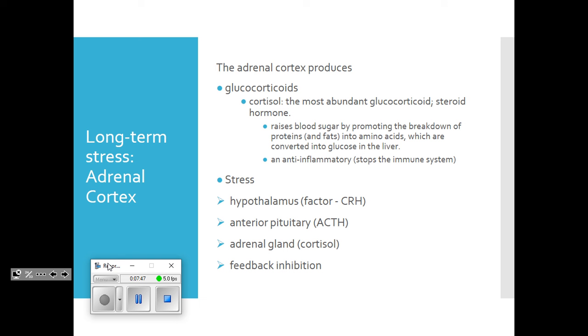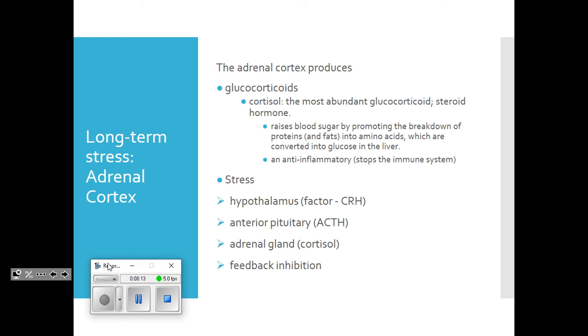So if I look at that word, gluco makes me think of glucose, sugar. Cortico, oh, well, it comes from the cortex. Oids, steroid hormones. So that's where the word is coming from. Specifically, we're going to talk about cortisol. So cortisol is a glucocorticoid. It's the most abundant one. It's the one that we're going to talk about. So glucocorticoid is the category.